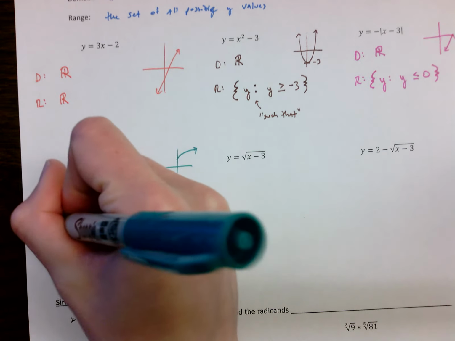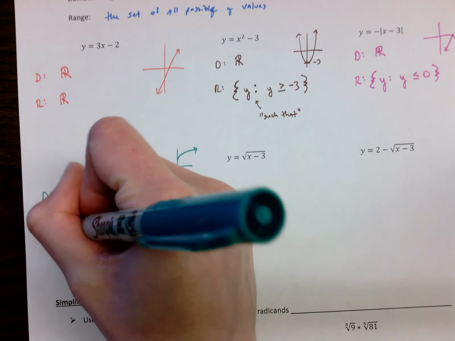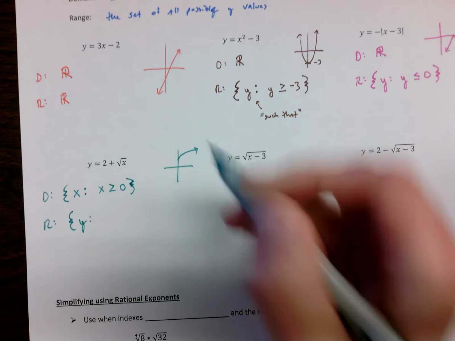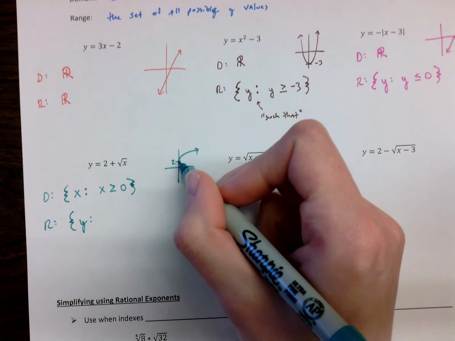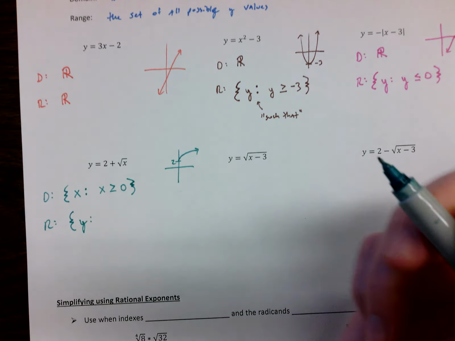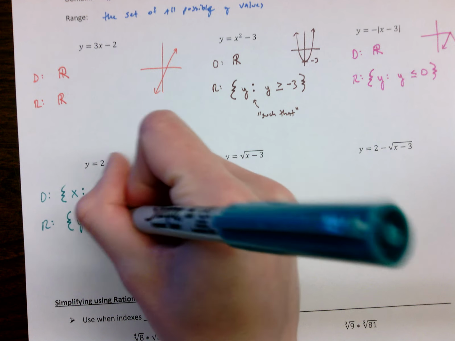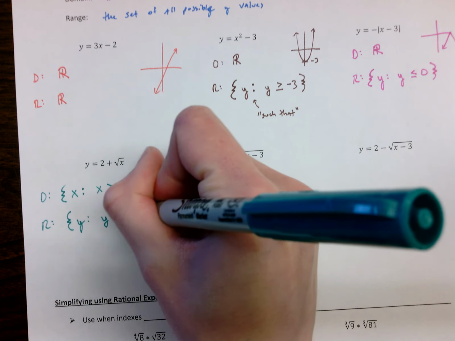And then for my range, brace, y such that, in this case, we had a vertical shift of 2, so my y values are always greater than 2. So greater than or equal to. So y is always greater than or equal to 2.